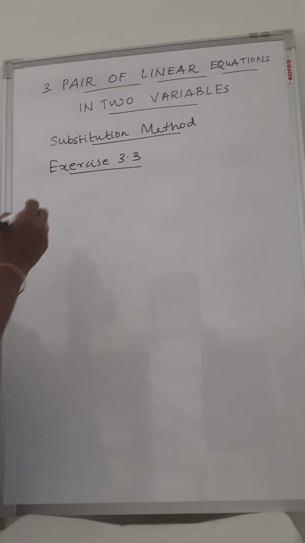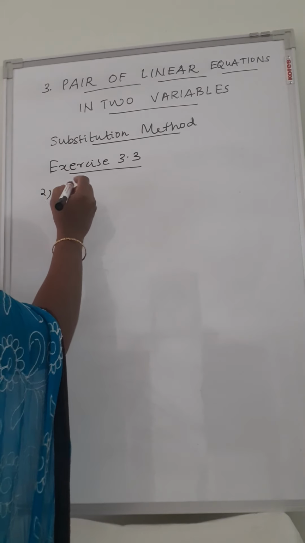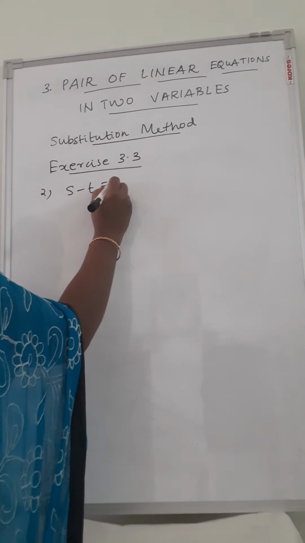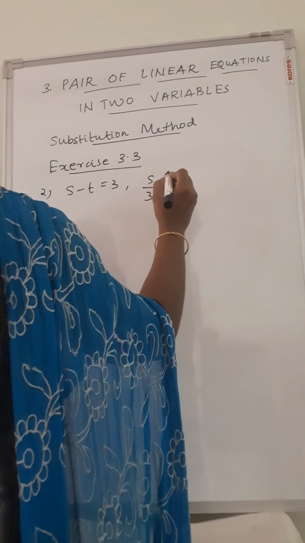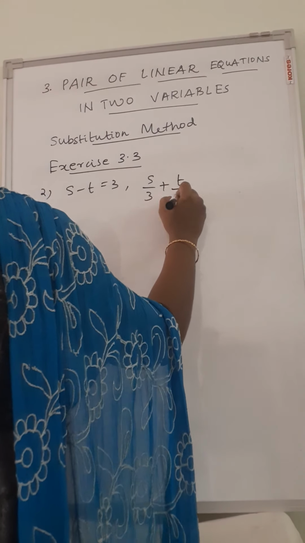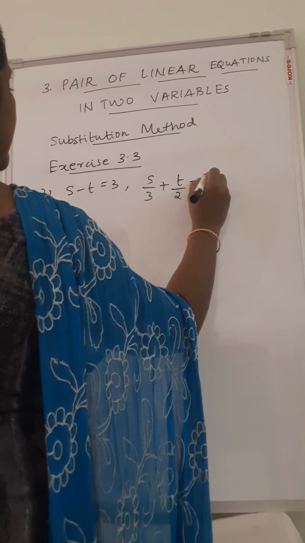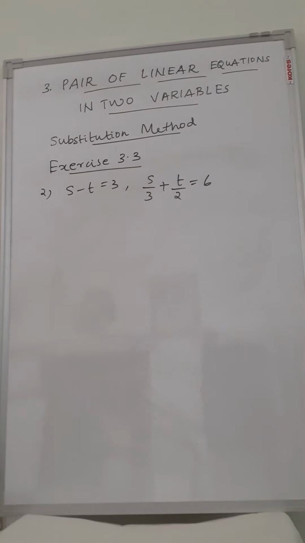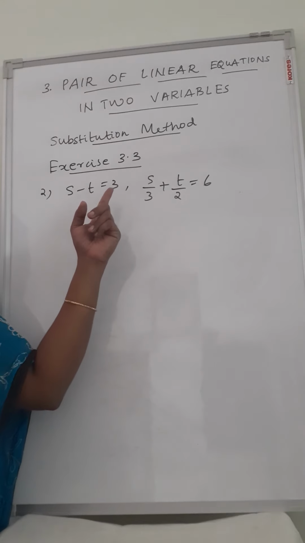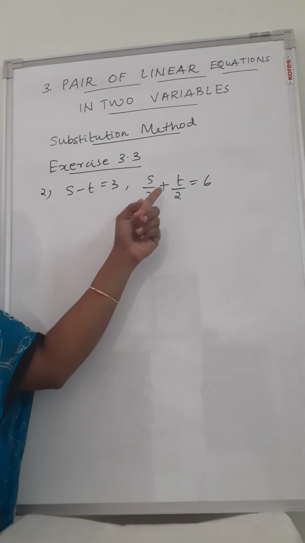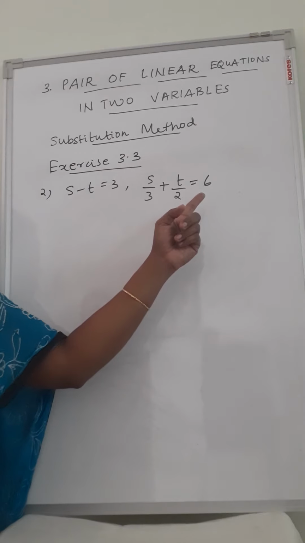Let us start with exercise 3.3. Okay. First question is an easy question for you. Do it as homework. Then the second one. Second question is s minus t is equal to 3 and second equation is s by 3 plus t by 2 is equal to 6. Okay. First equation is s minus t is equal to 3 and second equation is s by 3 plus t by 2 is equal to 6. Okay.